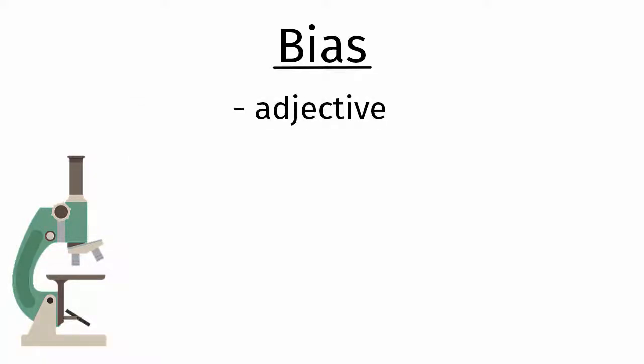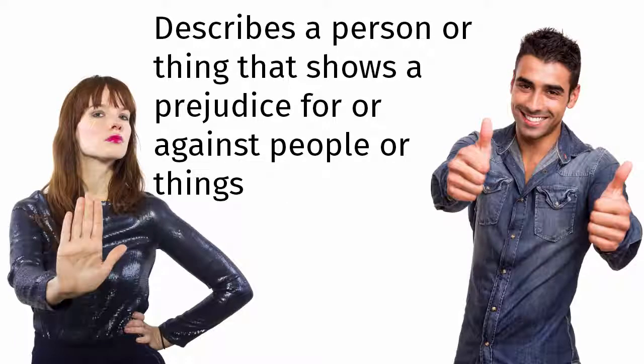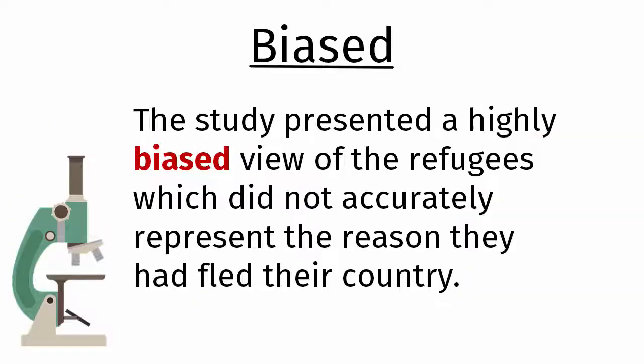The adjective form of bias is worth mentioning here also, as it is used quite frequently in academic contexts. The adjective form is biased. It describes a person or thing that shows a prejudice for or against people or things. Let's take a look at an example. The study presented a highly biased view of the refugees which did not accurately represent the reason they had fled their country.